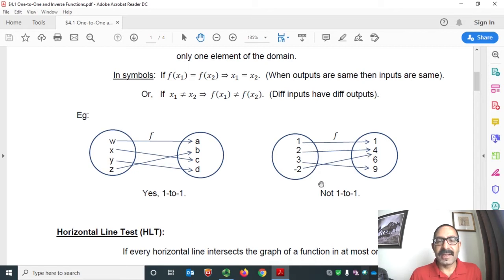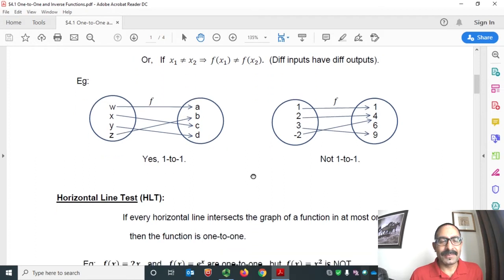Since in the second diagram, we have two different inputs, 2 and -2, but we have the same output 4, this is not a one-to-one function. But the first diagram is a one-to-one function. Great. So now let's move on.